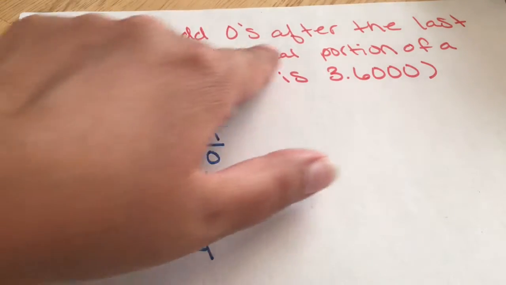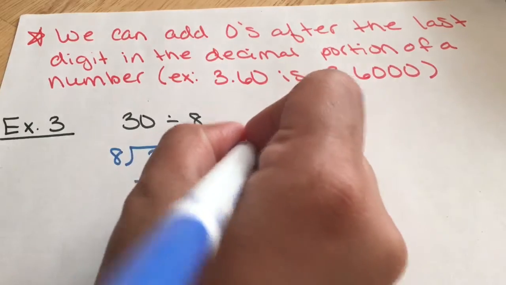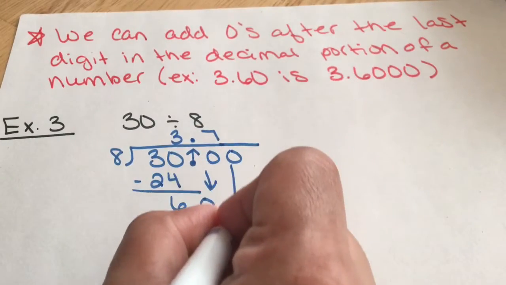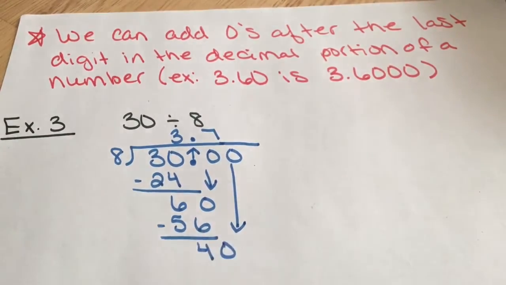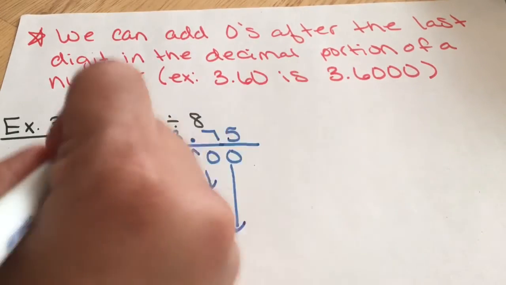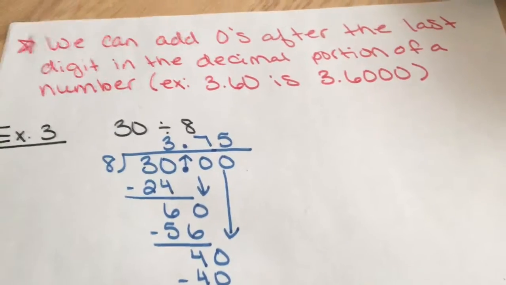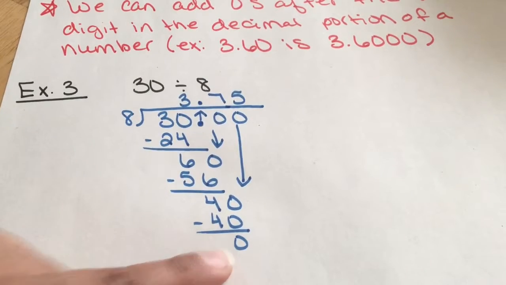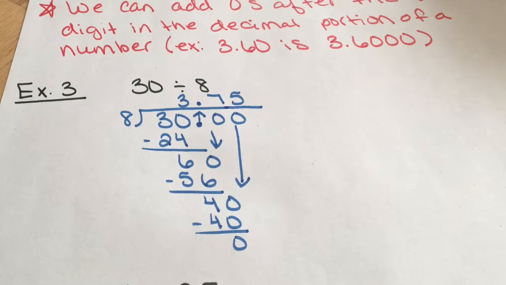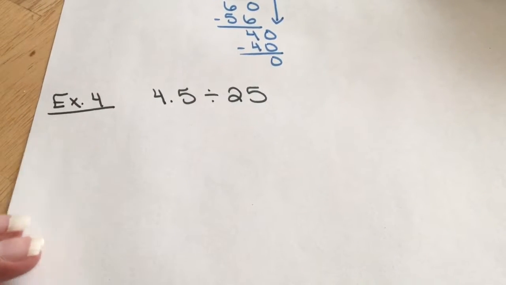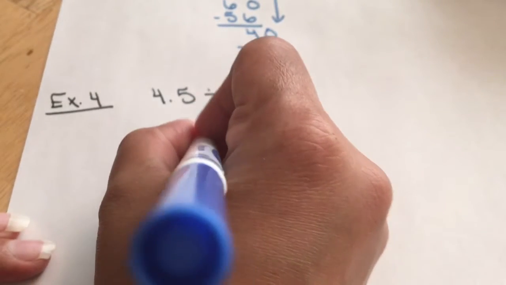Again, we can add as many zeros as we like, so I'm going to extend this, add one more 0, and bring it down, and we'll go ahead and see what happens after this point. 8 goes into 40 5 times. 5 times 8 we know is 40, and 40 subtract 40 finally gives us that remainder of 0. So we can stop right there. So that one wasn't too terrible. Let's look at our last example. We have 4.5 divided by 25. So again, we're going to rewrite this.